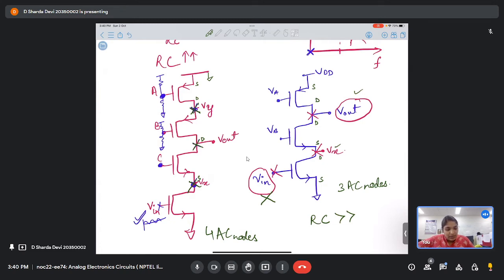If you carefully look at Vx, it is connected to the drain of one transistor and the source of another transistor. So can you quickly let me know what the resistance values RD and RS are, that is, the intrinsic source resistance and intrinsic drain resistance of a MOSFET? Can you quickly let me know?